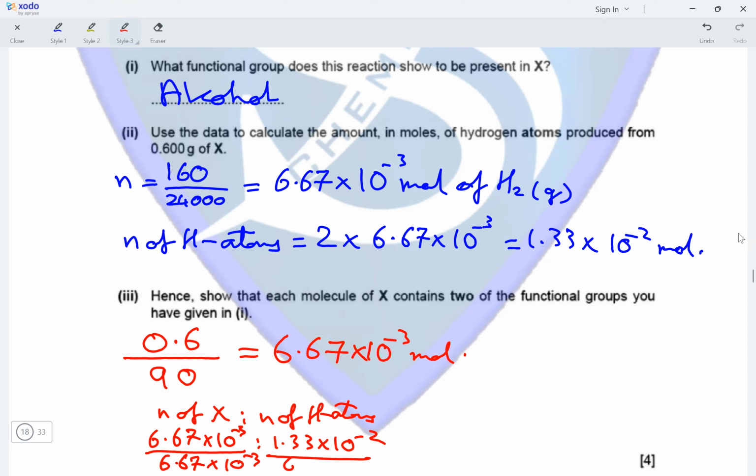So we end up with a molar ratio of X to H atoms of 1 is to 2. So since there are two hydrogen atoms present for each molecule of X and the hydrogen atom would be part of the OH group, that means two OH groups are present in each molecule of compound X.